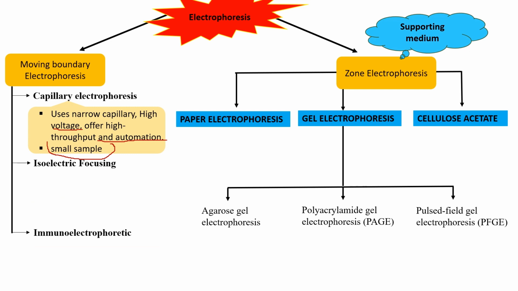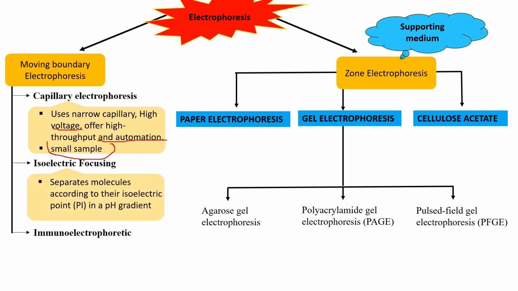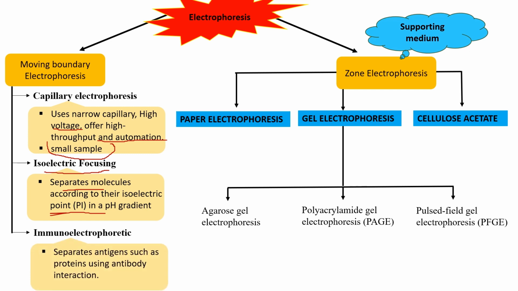The next one is isoelectric focusing, which is mainly used to separate molecules according to their isoelectric point in a pH gradient. This isoelectric focusing is mainly used in chemistry departments. The next is the immunoelectrophoretic technique, which is used to separate antigens such as proteins using antibody interactions. This technique is preferable in molecular diagnostic centers, mainly in diagnostic and hospital laboratories.